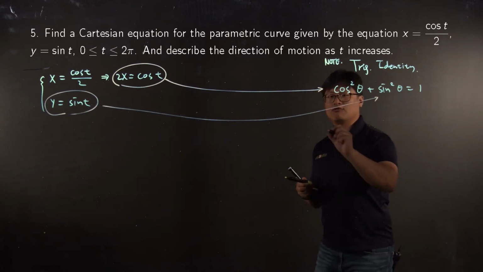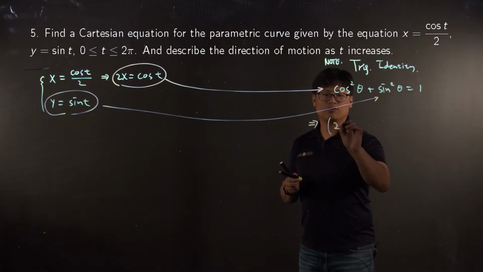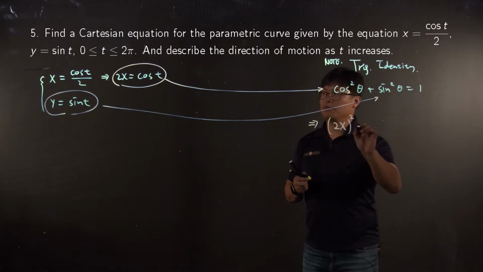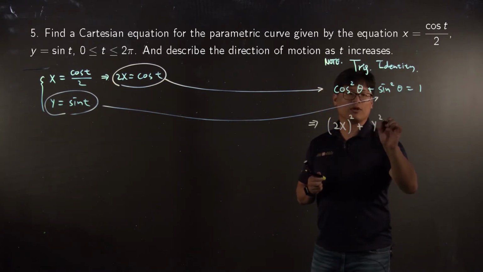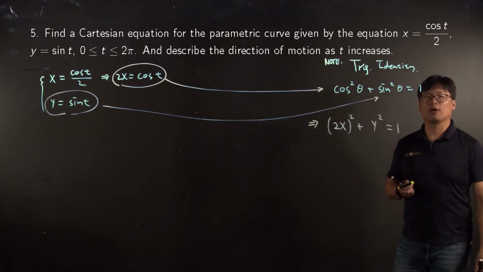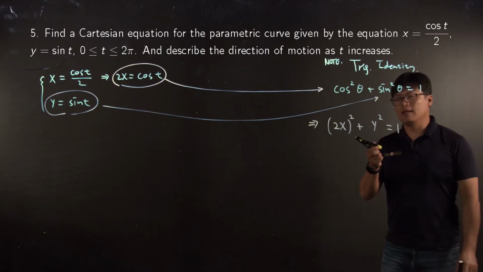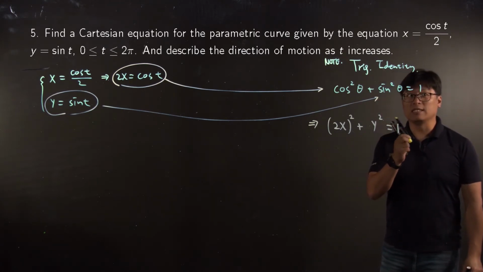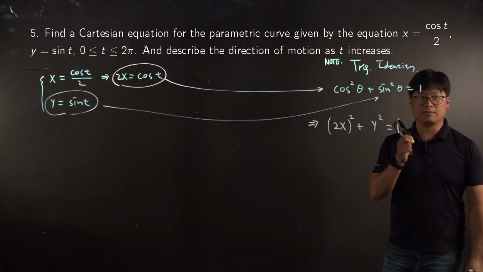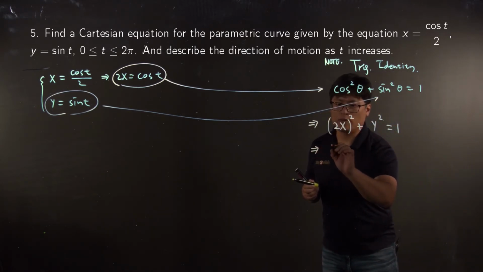Then my trig identity can be written as (2x) squared plus y squared equal to 1. Is that okay? So this is the Cartesian form. Let's talk a little bit more about this one. Basically, this looks like a circle, but this is not a circle. This is an ellipse. Let me work on this one, then I can show you what happened.